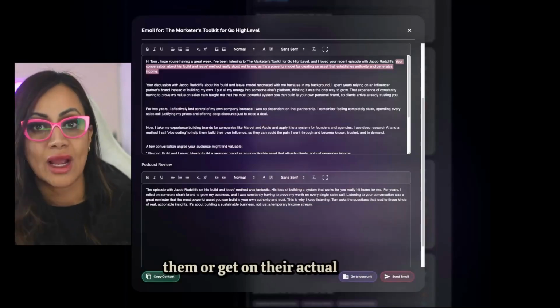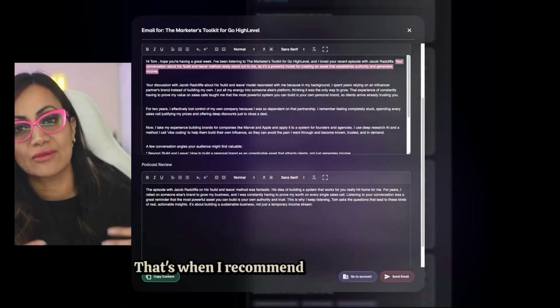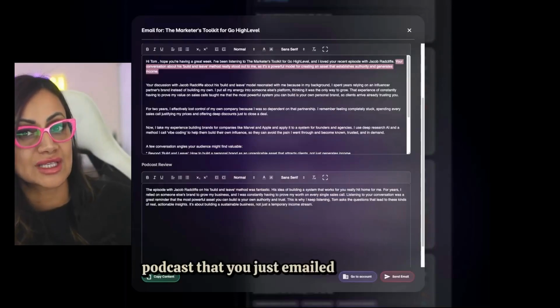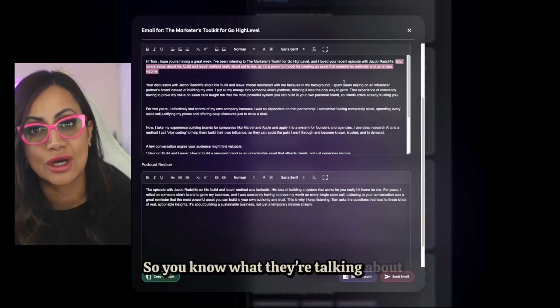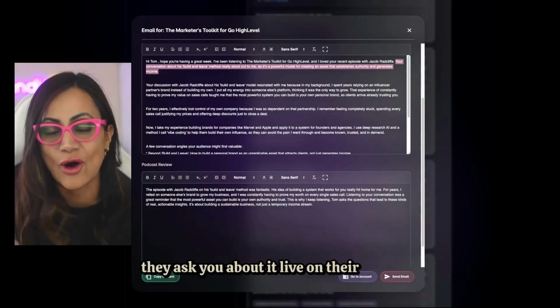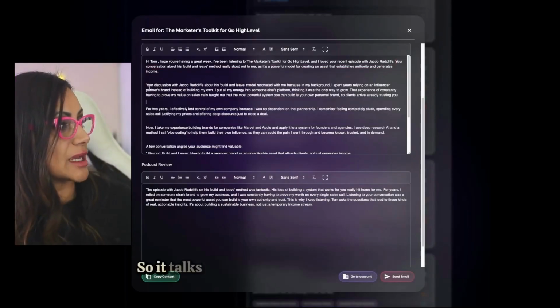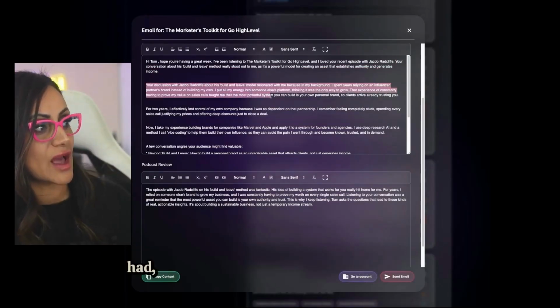Now, once you get a response back and once somebody invites you to get on a call with them or get on their actual podcast, that's when I recommend going through the podcast that you just emailed them about, so you know what they're talking about if they ask you about it live on their podcast. So it talks about the discussion that they've had.